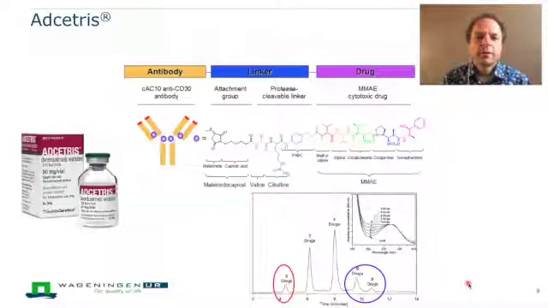So let us look at Adcetris, the first approved ADC. Adcetris was approved for treatment of non-Hodgkin lymphoma and anaplastic large cell lymphoma, and it consists, as all ADCs, of an antibody conjugated to a cytotoxic molecule. Here you see the chemical structure of Adcetris. It's an ADC prepared by conjugation of a cytotoxic molecule to the native cysteine of the antibody. The antibody, in this case, is binding to a target, CD30, which is highly expressed on B cells that are leading to these diseases.